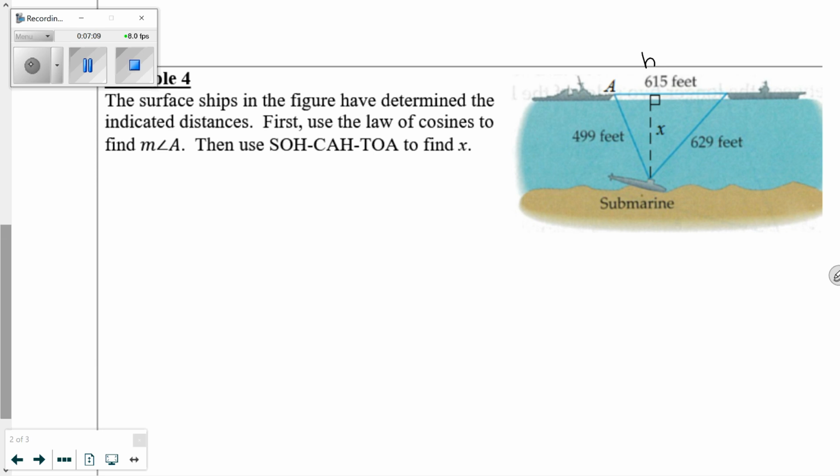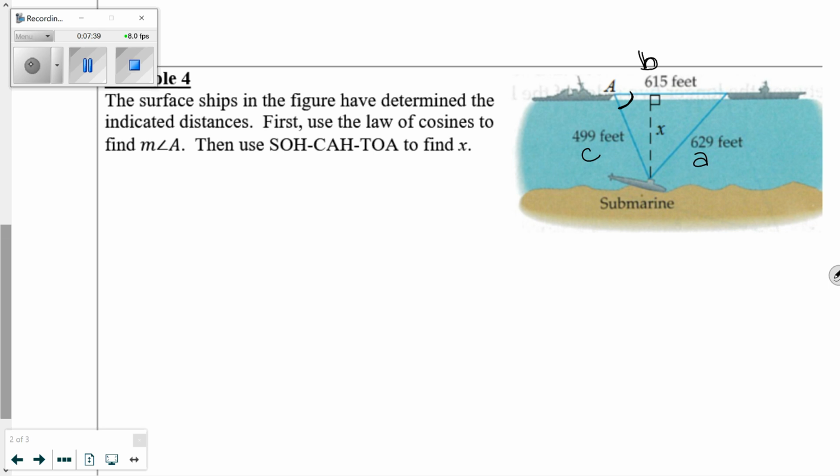So the surface ships in the figure have determined the indicated distances. They want us to use the law of cosines to find angle A. So we're going to go ahead and use our vantage point of A there. So that automatically means that 629 is our lowercase a, and then 615 and 499 are our b and c. Again, those two can be switched around if we want to.